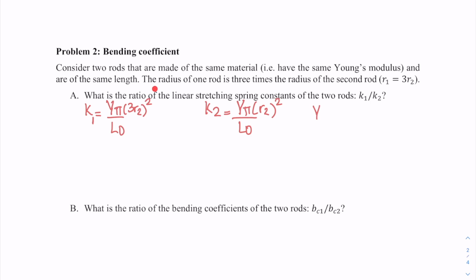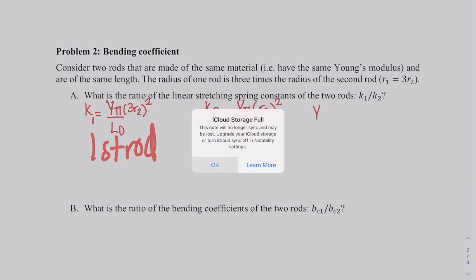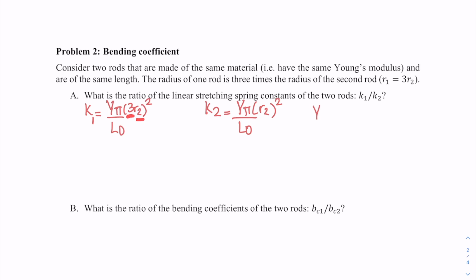One second. The radius of one is 3 times the radius of the second. I think I have it right? So we're defining this as the first rod, then the first rod should have a radius that's 3 times the length of the second one, and here's the second one, right?